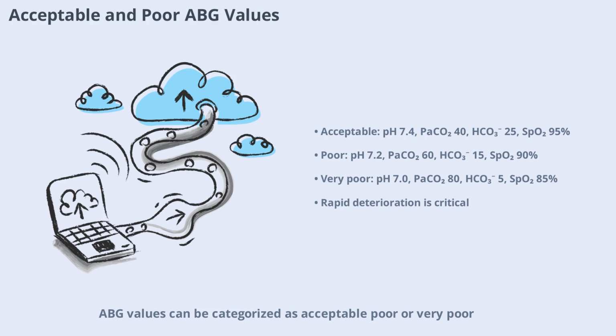Acceptable values include pH 7.4, PaCO2 40 mm Hg, HCO3 25 mEq/L, and SpO2 95%. Poor values are pH 7.2, PaCO2 60 mm Hg, HCO3 15 mEq/L, SpO2 90%. Very poor values are pH 7, PaCO2 80 mm Hg, HCO3 5 mEq/L, SpO2 85%.